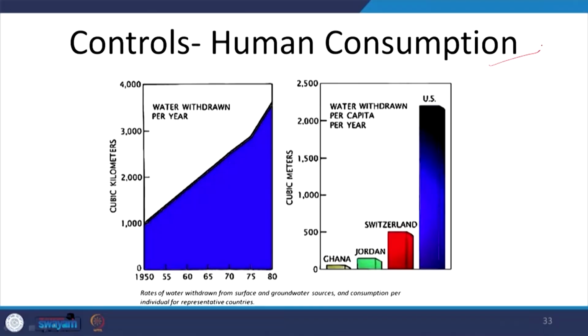So, we have to look at the controls. We have to see how the cycle is getting altered through the controls, first and foremost of which is human consumption. Human consumption, if we look at historic data from 1950s to 1980s, has increased almost 4 times across the world, and especially in developed countries like the US.